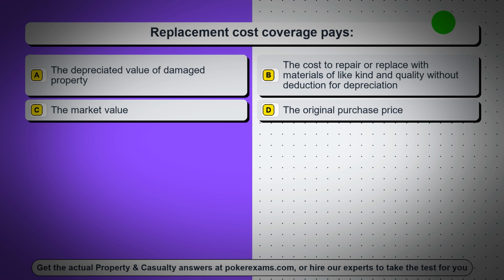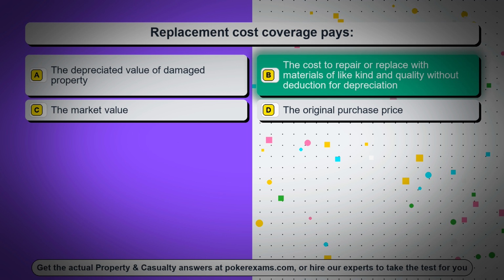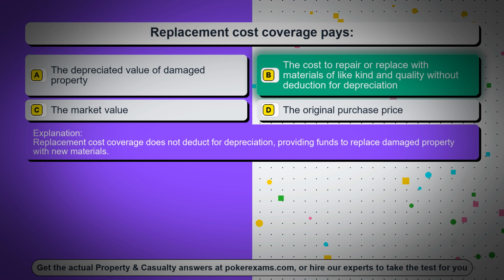Question 81. Replacement cost coverage pays. Option A, the depreciated value of damaged property. Option B, the cost to repair or replace with materials of like kind and quality without deduction for depreciation. Option C, the market value. Option D, the original purchase price. The correct answer is option B, the cost to repair or replace with materials of like kind and quality without deduction for depreciation. Replacement cost coverage does not deduct for depreciation, providing funds to replace damaged property with new materials.